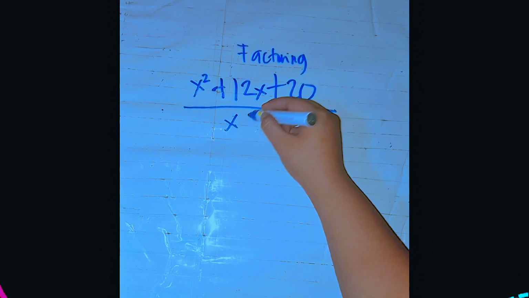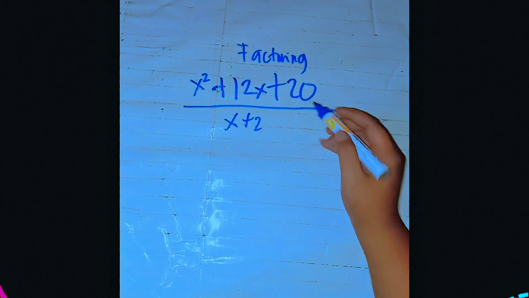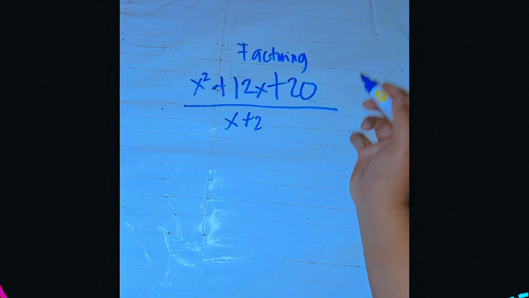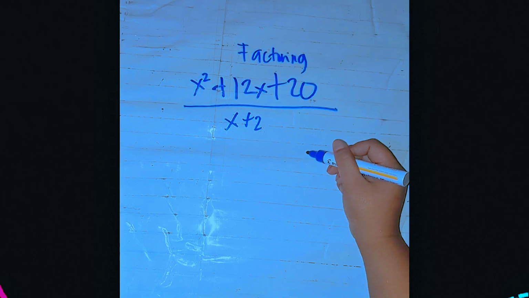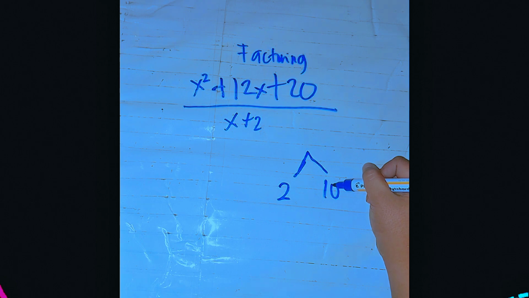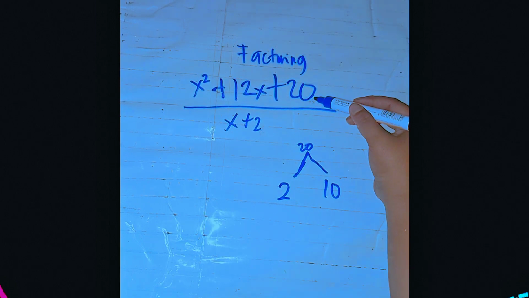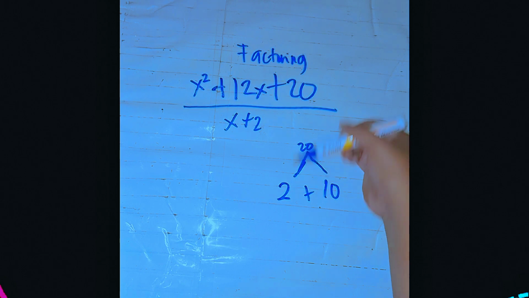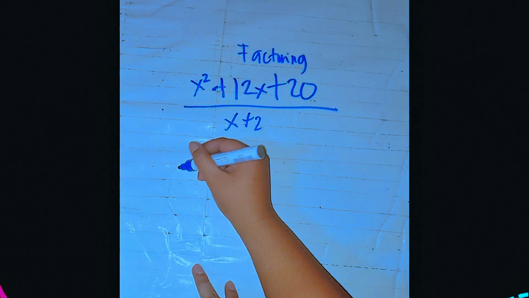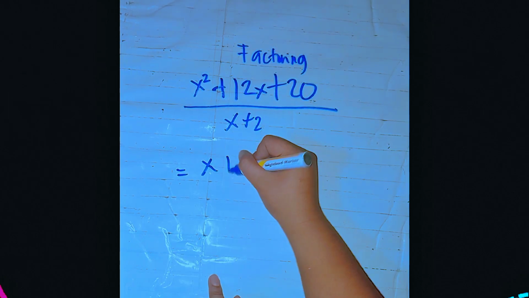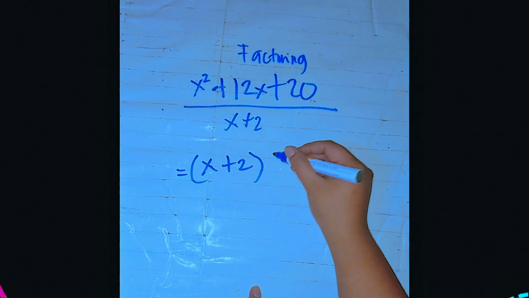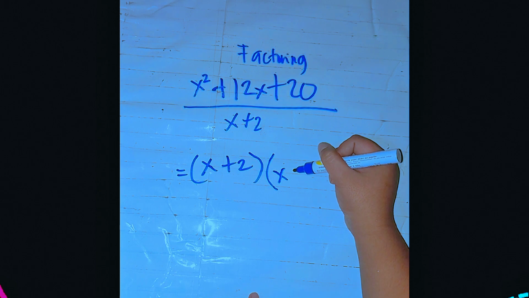Divide by x plus 2. So you'll have to think what factors of 20 when added will be equivalent to 12. You'll have 2 and 10. 2 times 10 is equal to 20, and 2 plus 10 is equal to 12. So, we'll choose 2 and 10. x plus 2, and x plus 10.